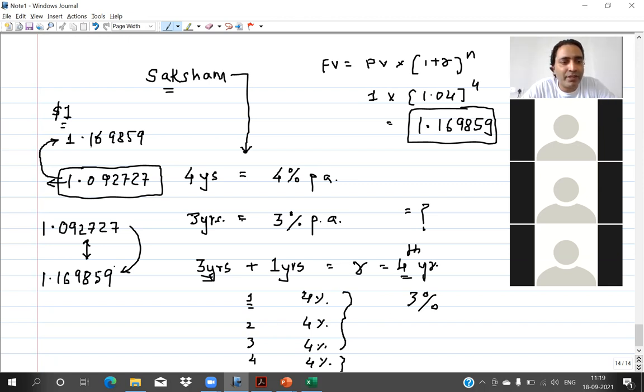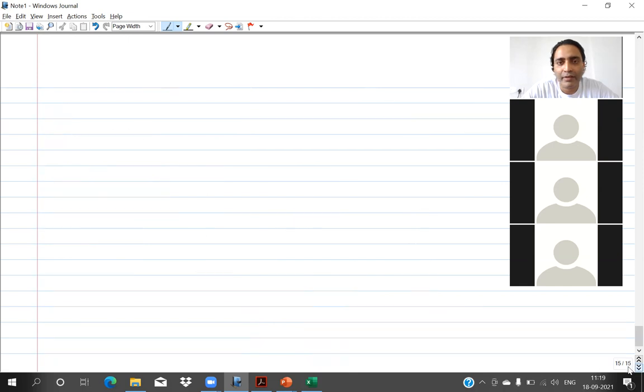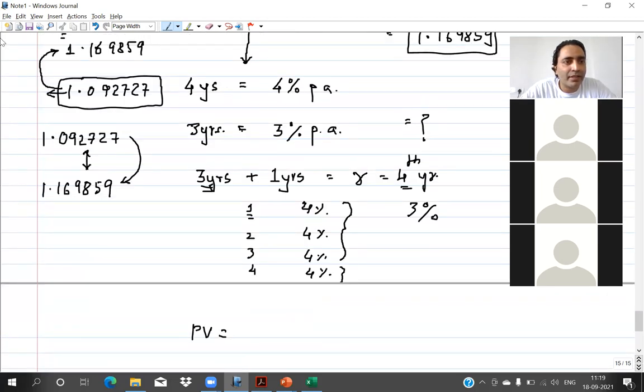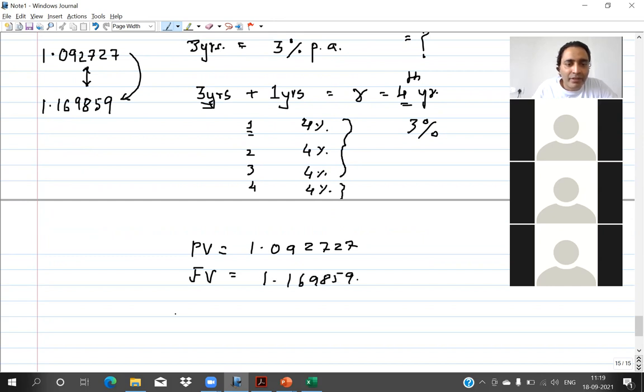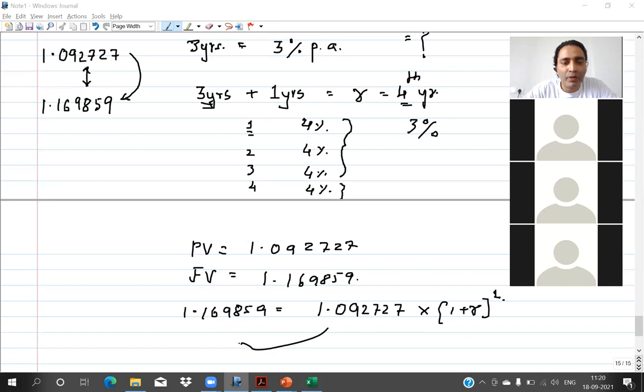If the present value is 1.092727, okay, if you write it like this. After three years the present value will be 1.092727, right? 1.092727. What is the future value target? 1.169859. So future value is equal to present value multiplied by 1 plus R, the fourth year's rate, to the power 1. So you have to divide this. So 1.169859 divided by 1.092727.